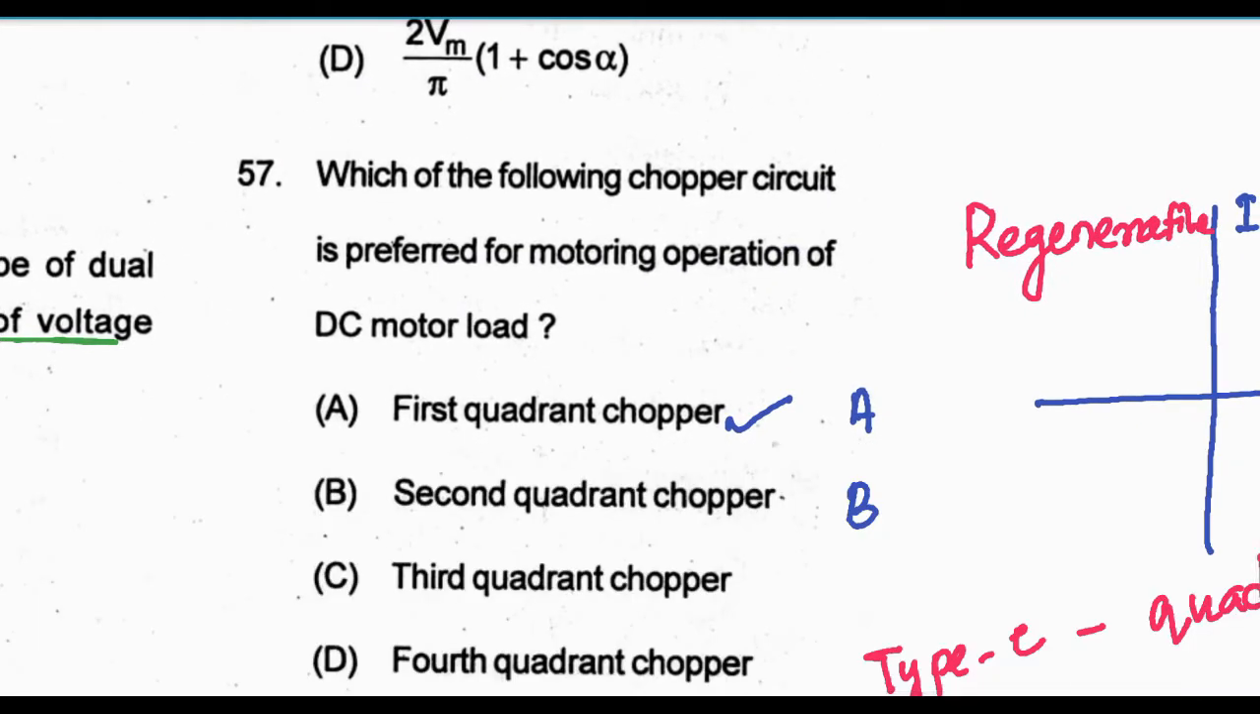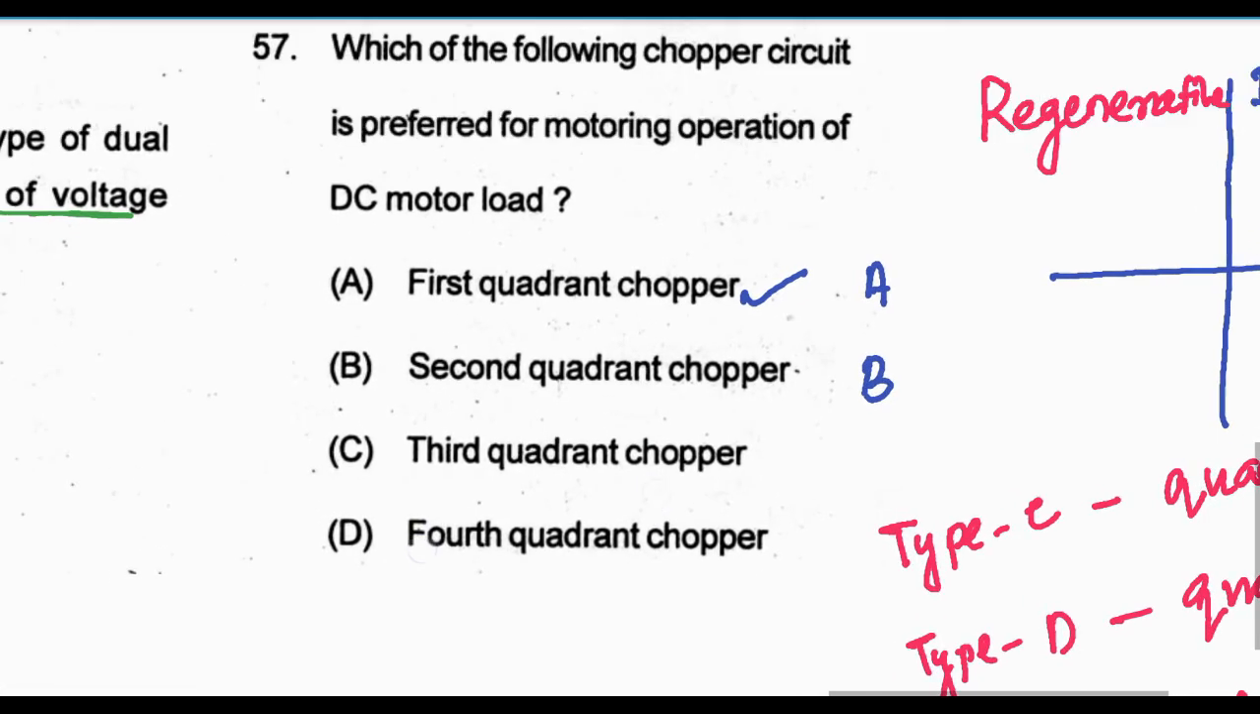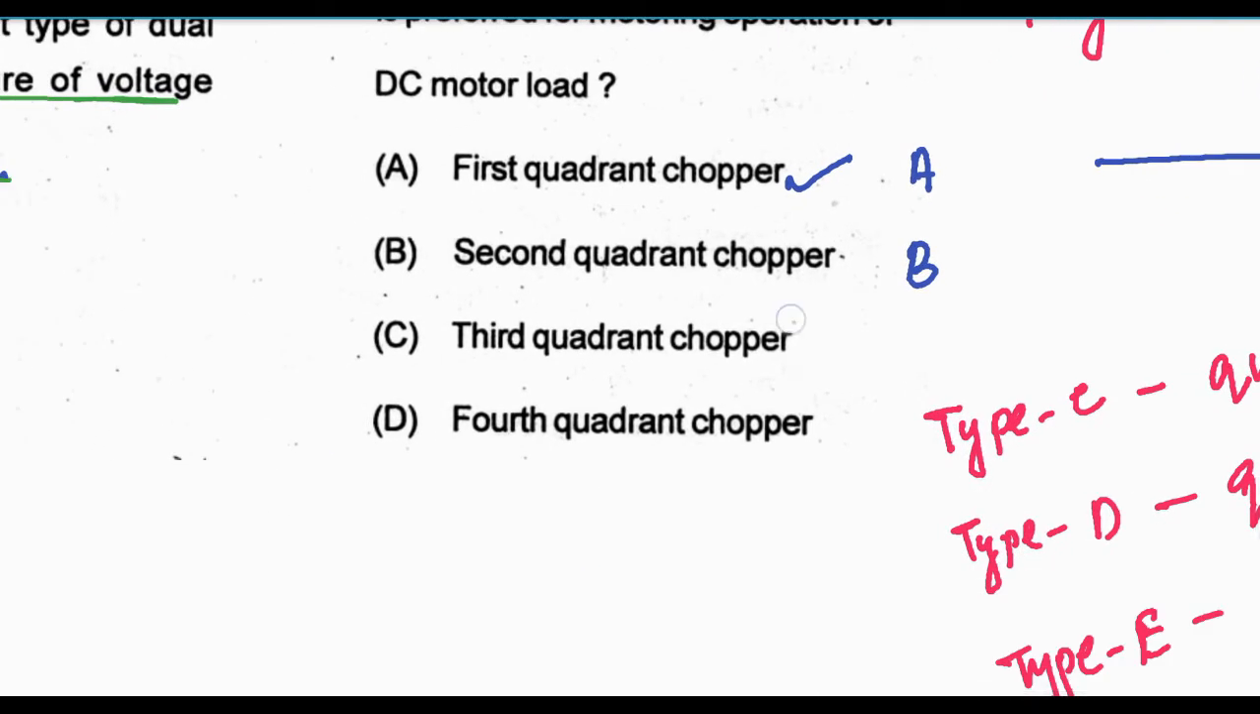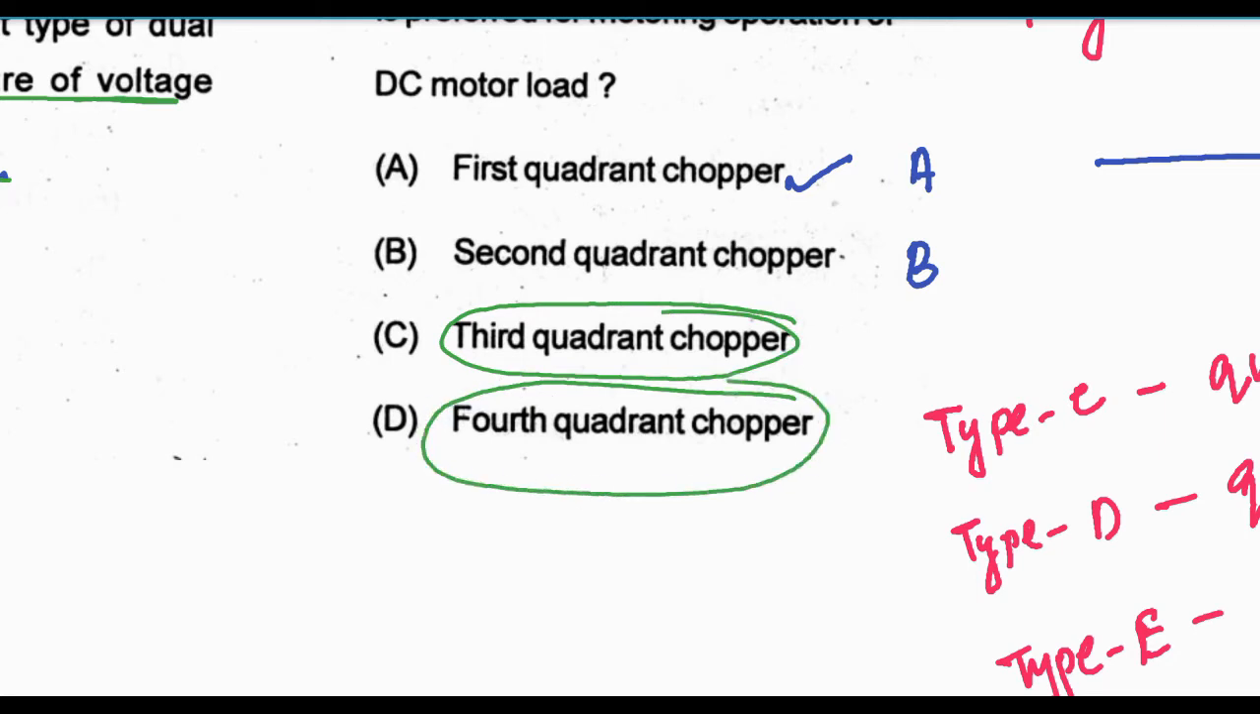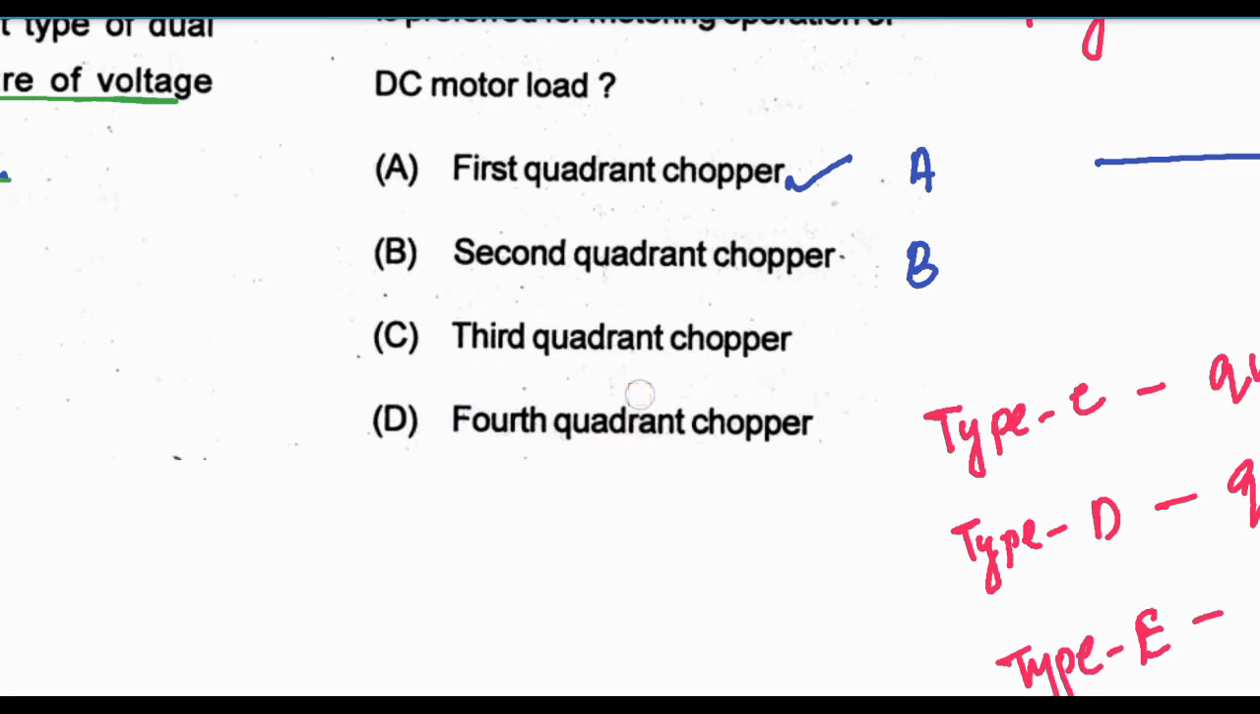Which of the following chopper circuit is preferred for motoring operation of DC motor load? Here options are given: first quadrant chopper, second quadrant chopper, third quadrant chopper, fourth quadrant chopper. Generally third quadrant and fourth quadrant are not used independently, that means there are no choppers operating in third quadrant and fourth quadrant. Generally the choppers are named type A, type B, type C, type D, type E.